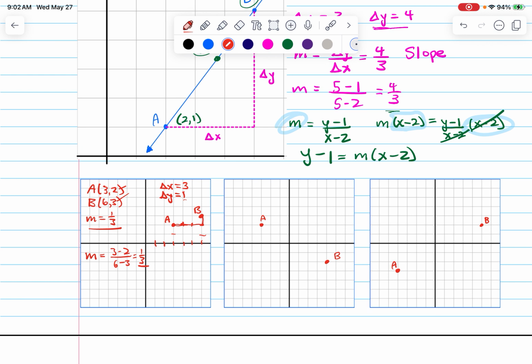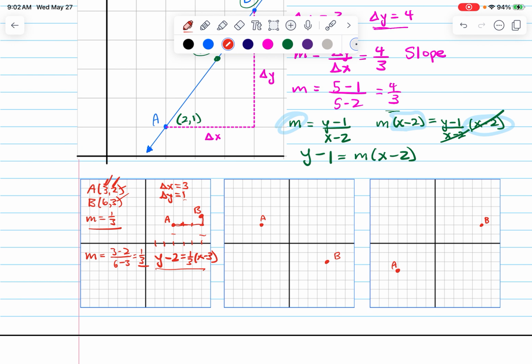Now, we pick a point. y minus the y coordinate equals 1/3 times x minus the x coordinate. And there's my equation for the line right there. Yeah, that's it.